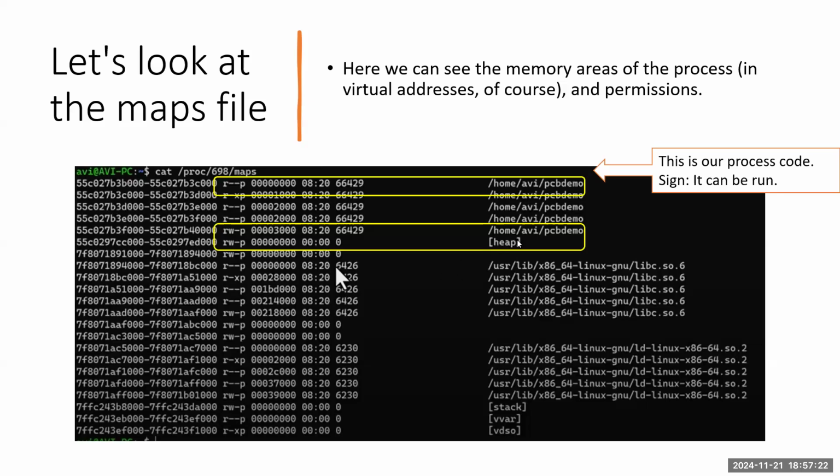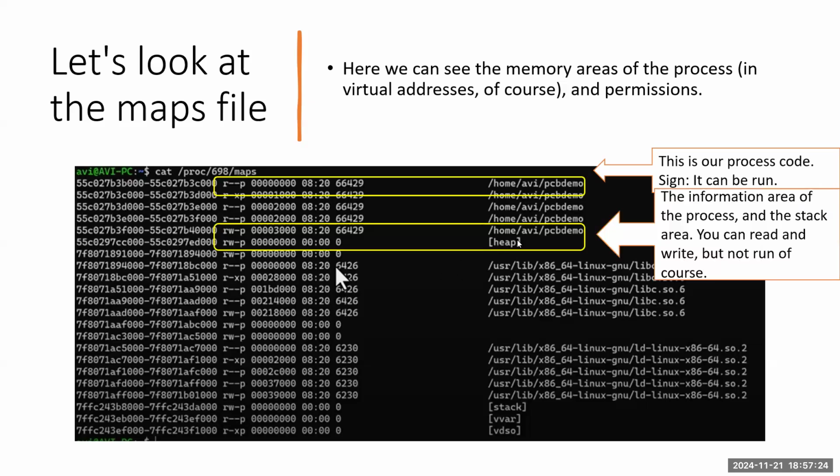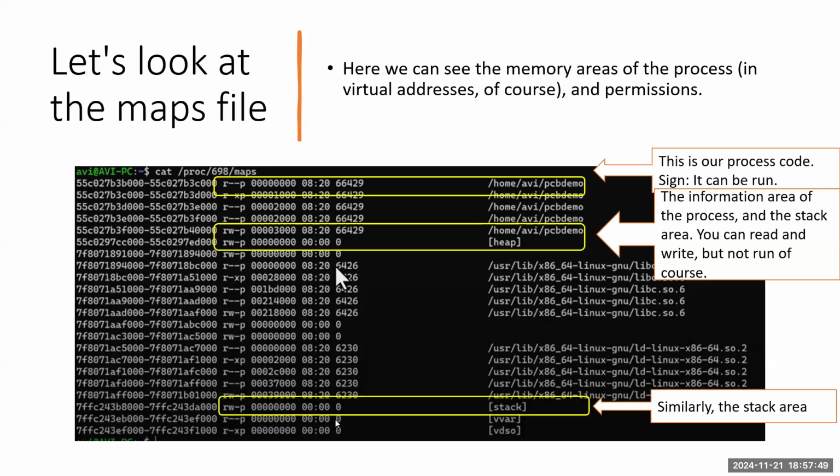Here is the information area of the process and the stack area. You can read and write, but not run, of course. So you see, the heap here is readable and writable. And it's also in location 0. It's interesting. I guess our program was really in location 1,000, and then 2,000, 3,000, and 0. Fine. And then here is the stack, similar to the heap area, also at location 0.